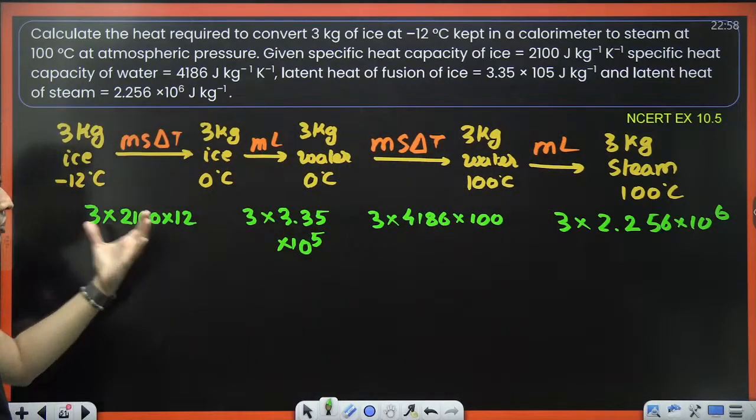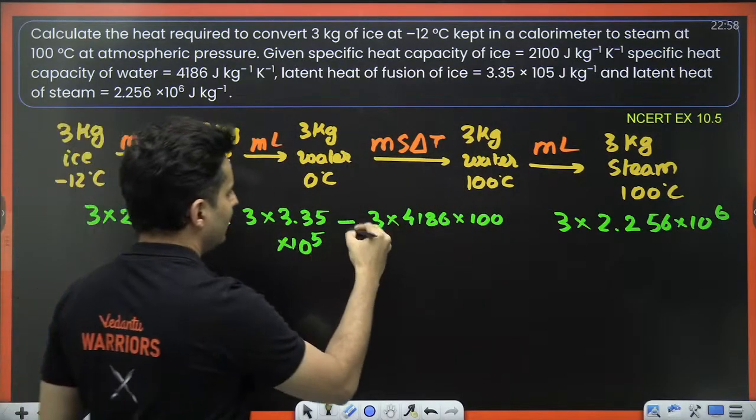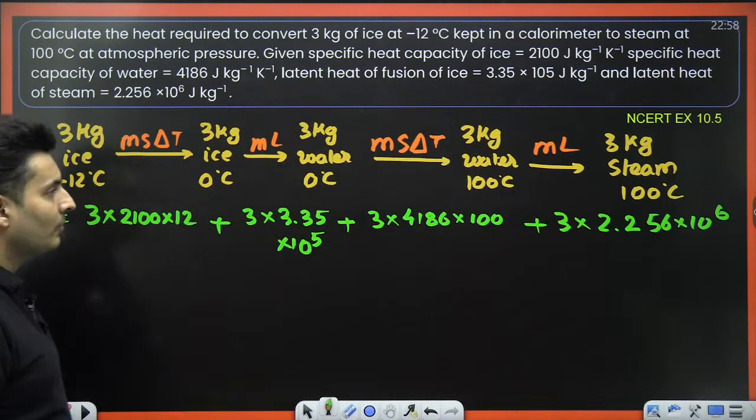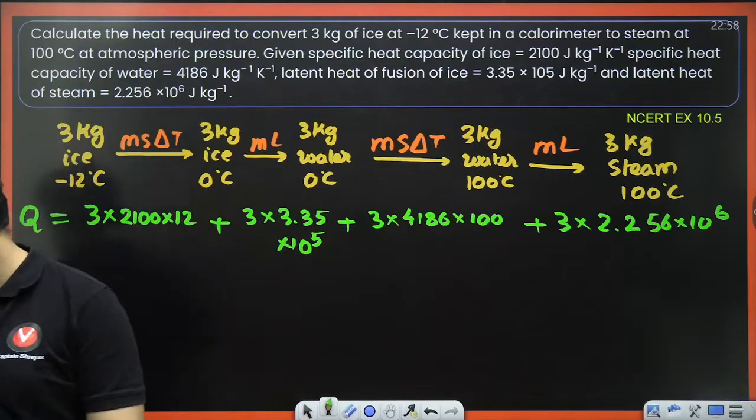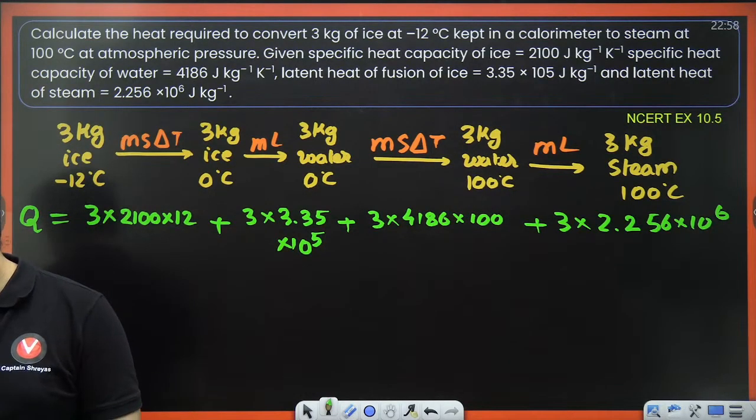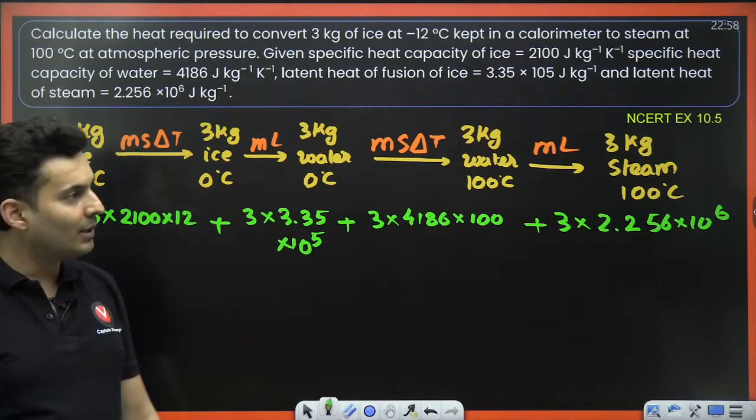These are the individual heats. You just add this, this and this. You will get the total heat. Is that clear? Is that clear, my dear warriors?